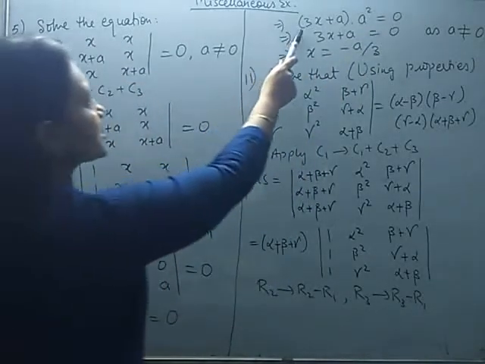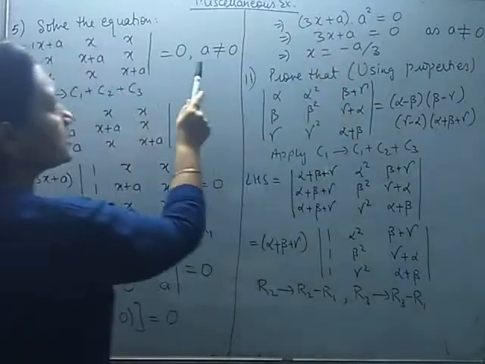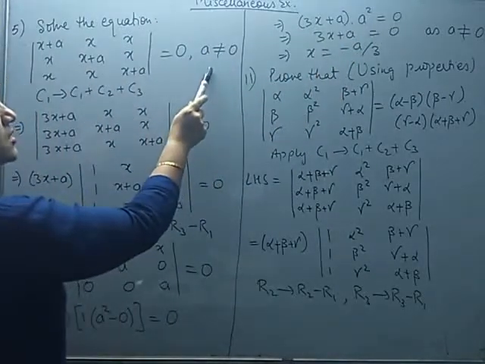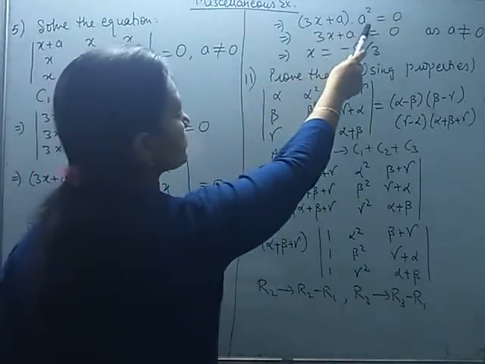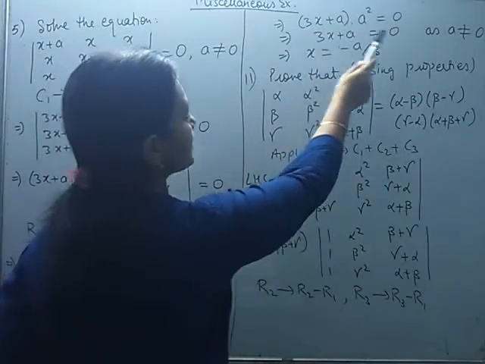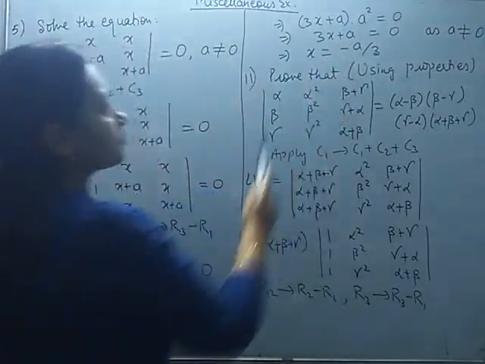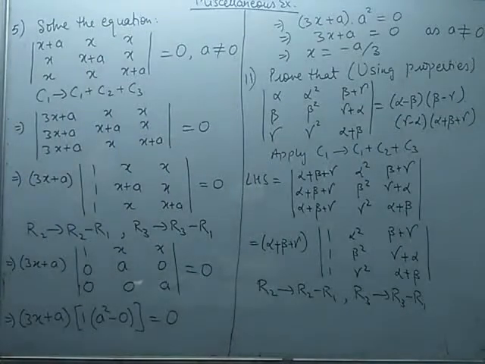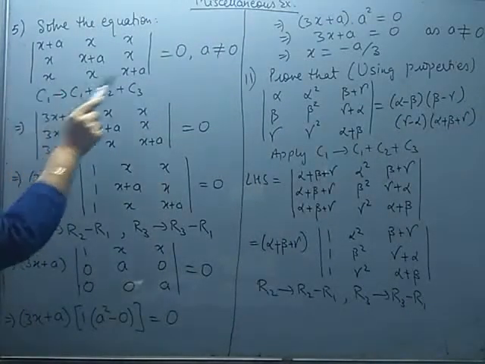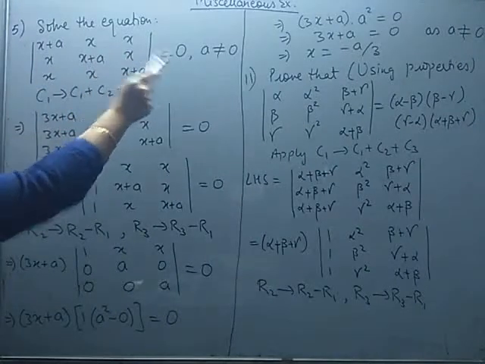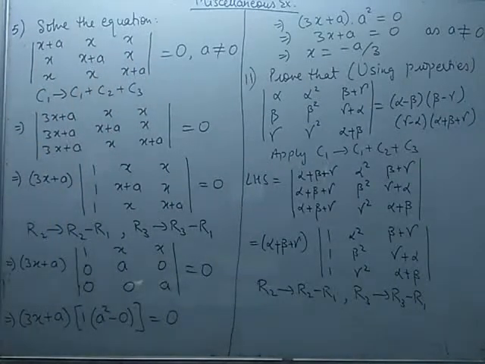So either the first factor will be 0 or the second. But in the question it is already given a is not equal to 0. So second part cannot be 0. That means 3x plus a is 0, which gives us x is equal to minus a over 3. That means if x becomes minus a over 3, the value of this determinant will be equal to 0.